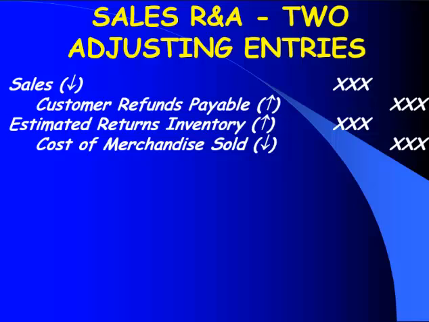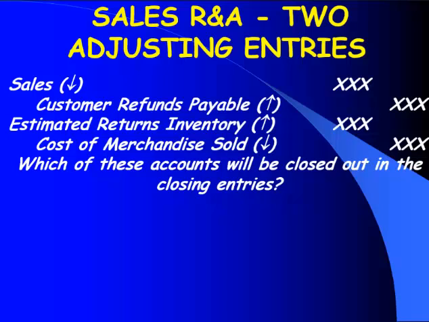Why is that? Well, when we sold these items originally, we debited cost of merchandise sold. Now we're having to cancel it out. So those are my 2 adjusting entries I make. Which of those accounts will be closed out when we go to make closing entries? Will we close out sales?